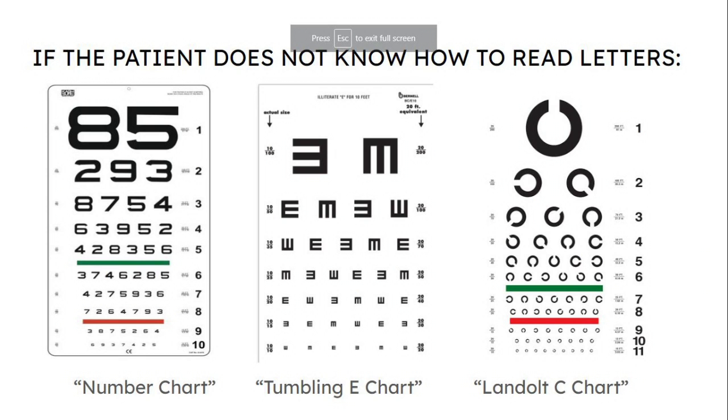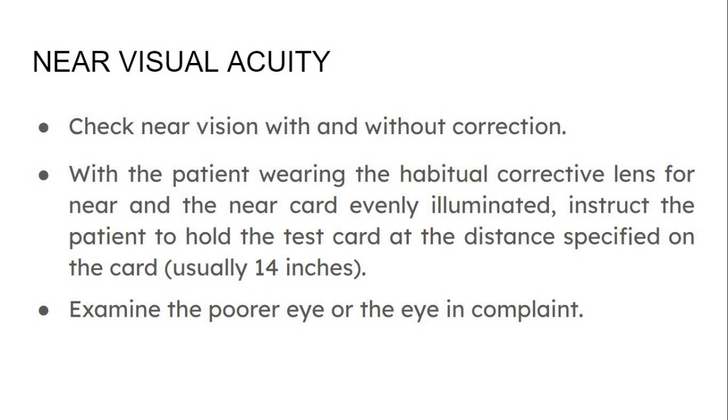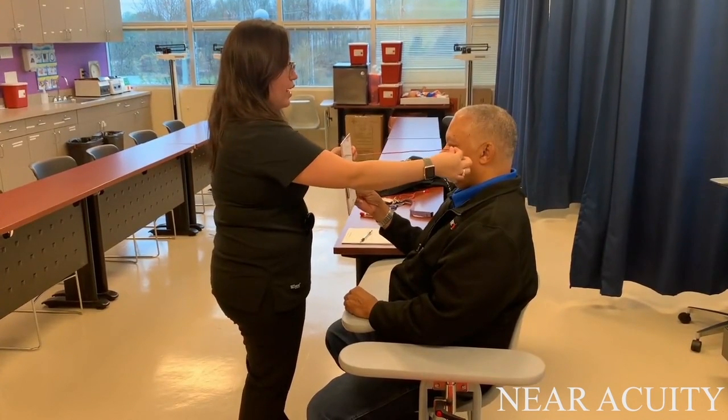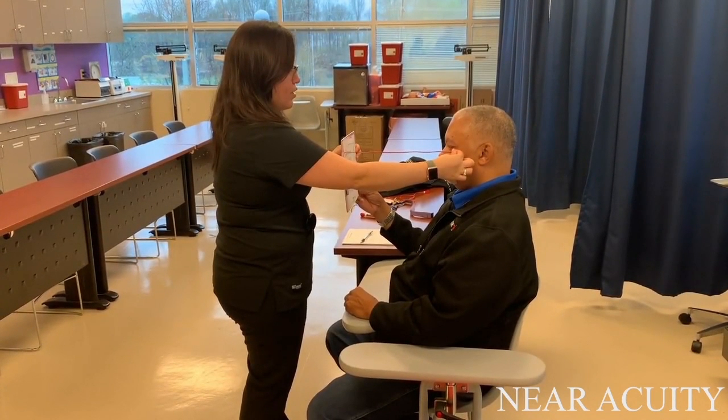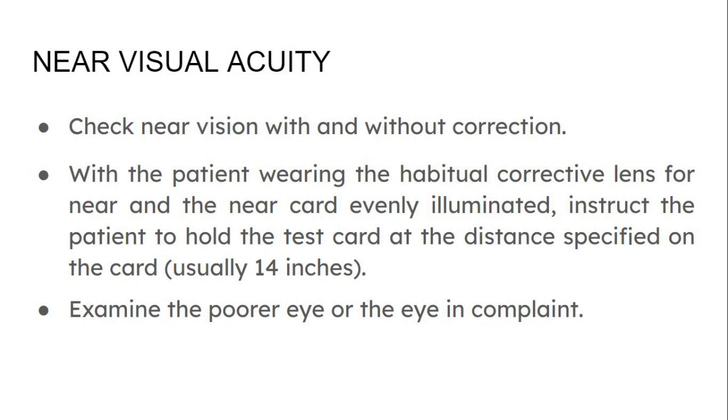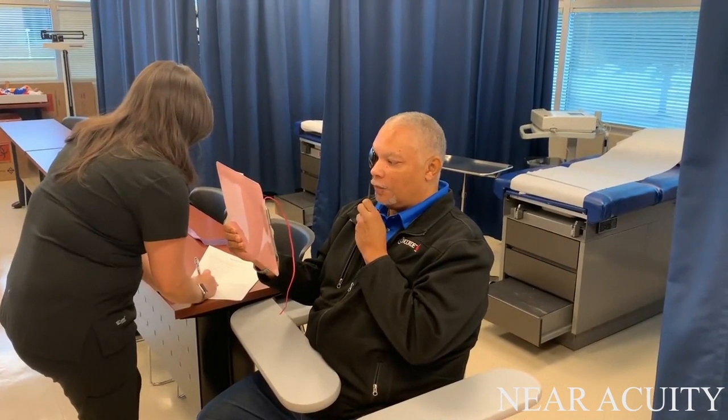If the patient doesn't know how to read the letters, try using the number chart, the tumbling E chart, or the Landolt C chart. Testing near acuity. Check near vision with and without correction, with the patient wearing the habitual corrective lens for near and the near card evenly illuminated. Instruct the patient to hold the test card at the distance specified on the card, usually 14 inches. Examine the poorer eye or the eye in complaint.